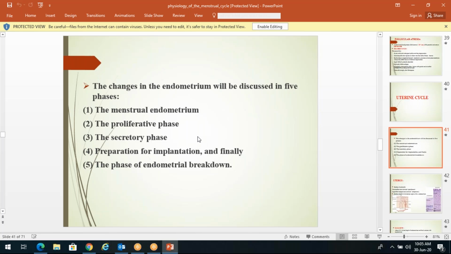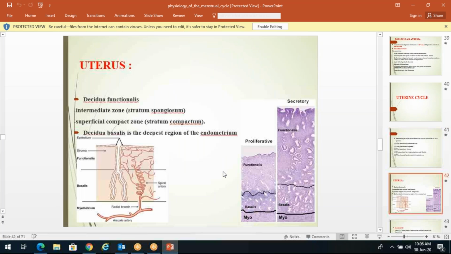So we come into the main part of our menstrual cycle. Till now, we have discussed the ovarian part of the menstrual cycle. Now we are discussing the uterine part. So what are the changes in the endometrium? It happens in 5 phases: the menstrual phase, the proliferative phase, the secretory phase, and in the secretory phase, if there is fertilization, there is preparation for implantation. If there is no fertilization, there is a phase of endometrial breakdown causing menstruation.